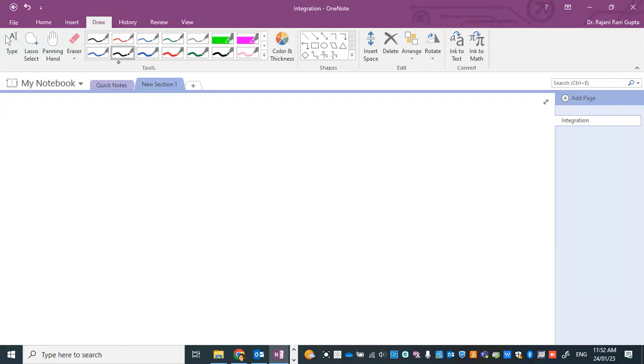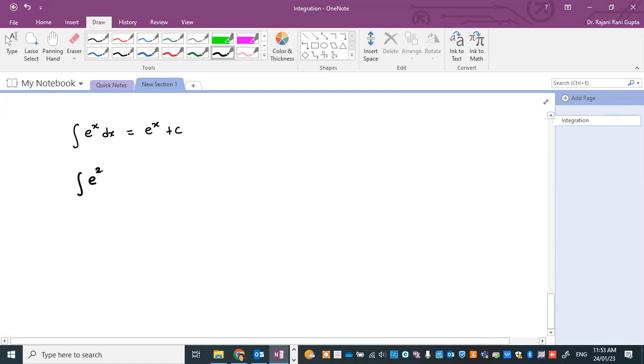Some more rules of integration. For instance, we studied how to find the integral of e power x dx. We studied the rule. The rule says that it is e power x plus c. Now, how do we work if we have to find the integral of e power say 2x dx?